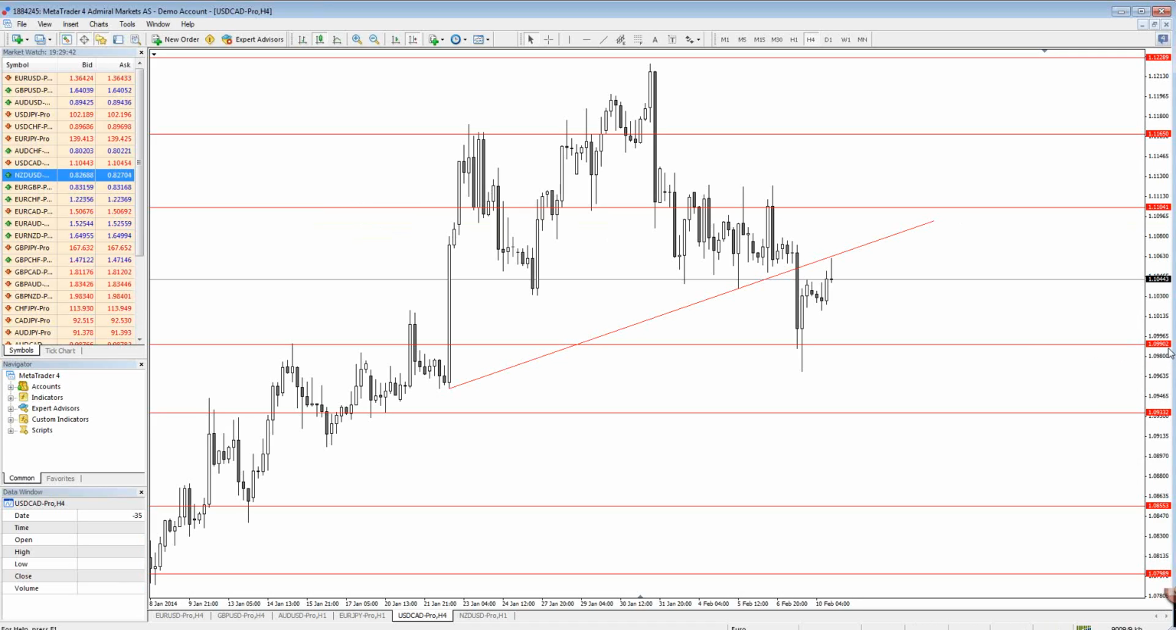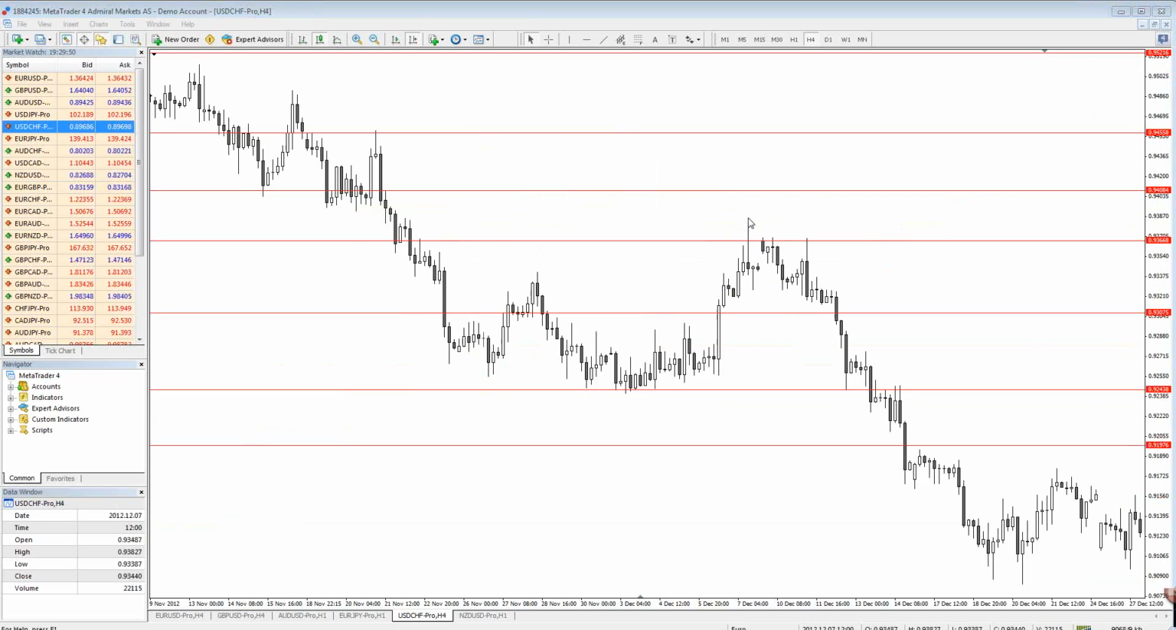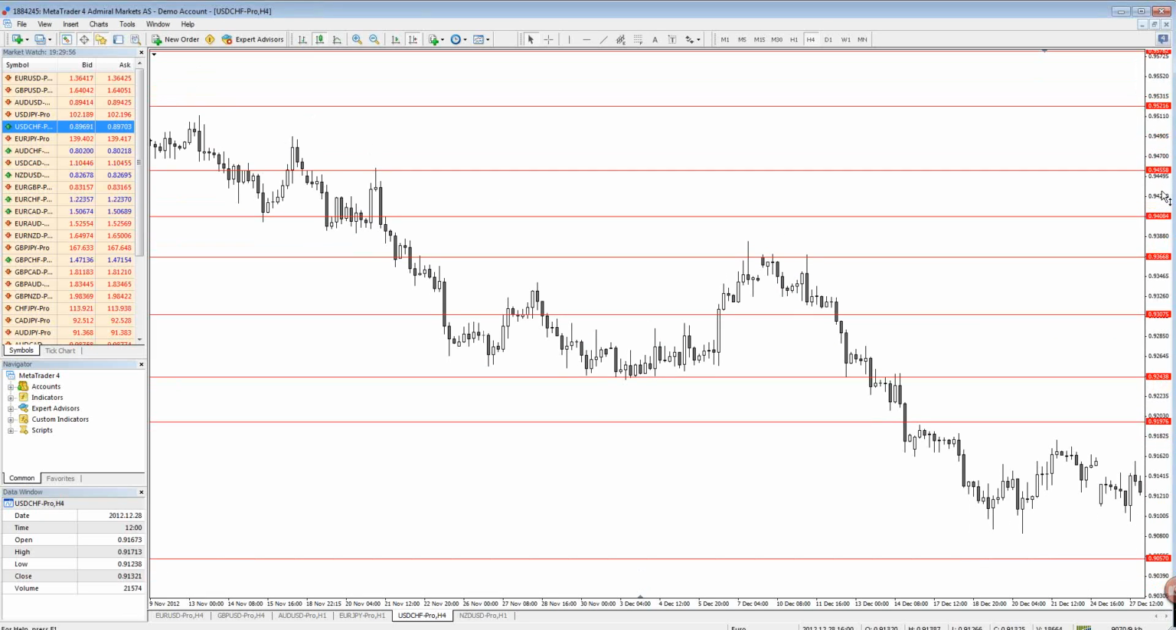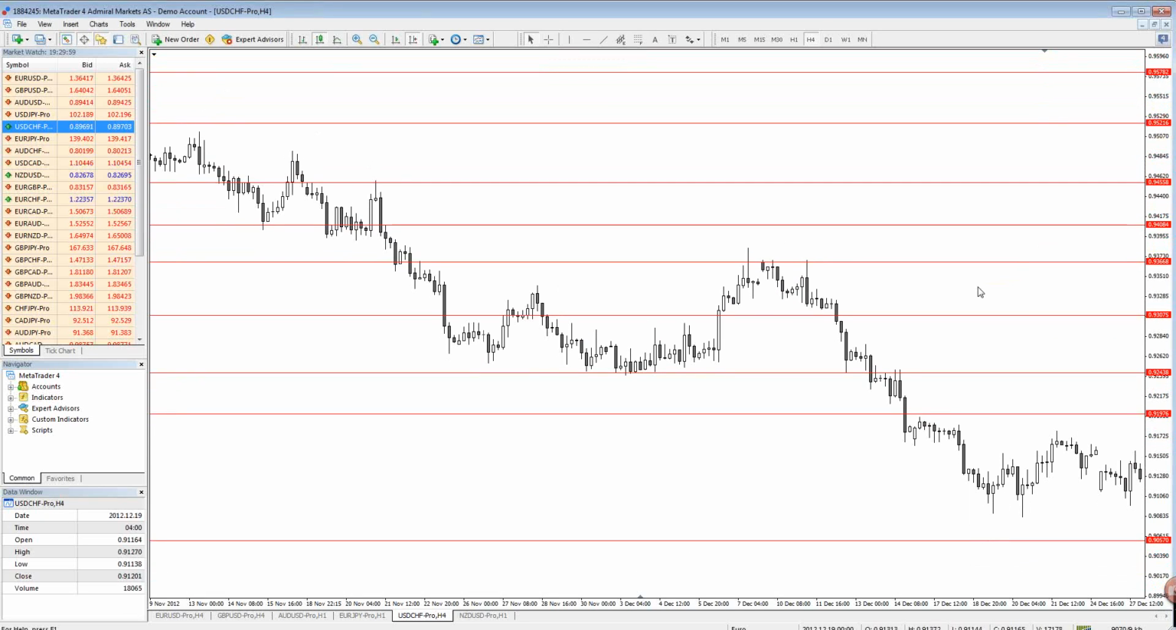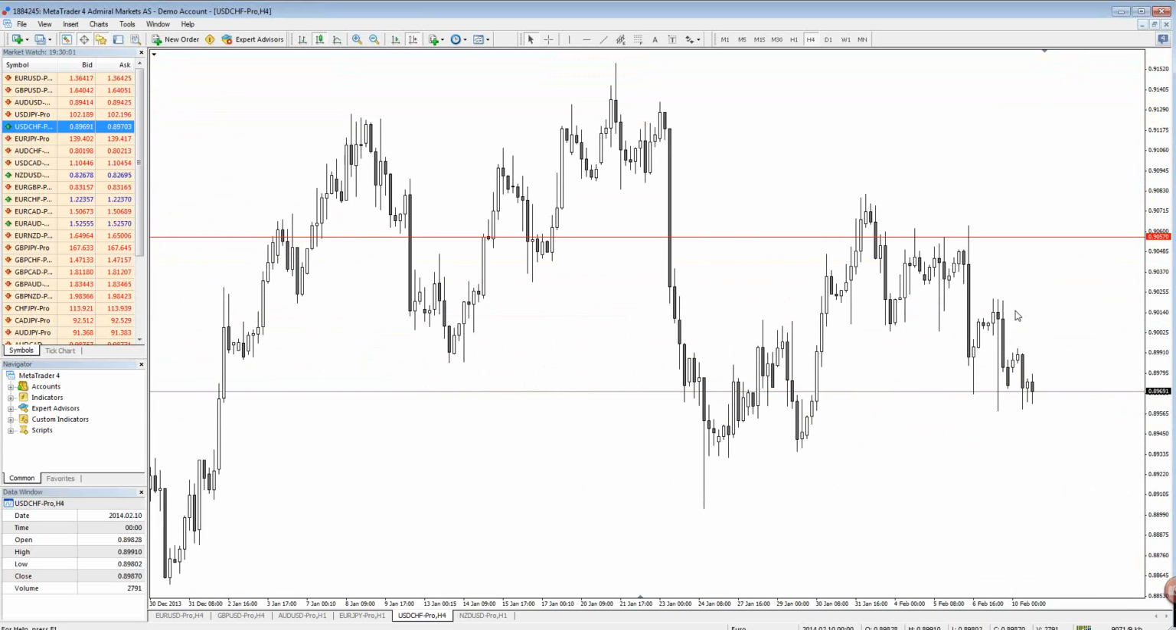Okay, now guys, let me see. Let me pause the screen and let me open it now. What I can comment on dollar Swissy. Well, what I can say, it looks like a retracement also to me. And you can see the trend line there. So Aussie Swissy.